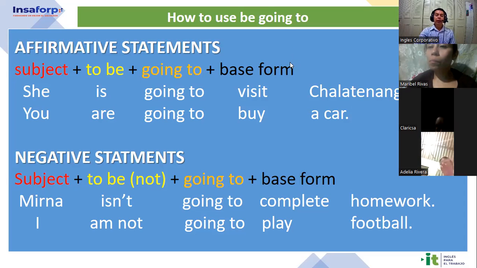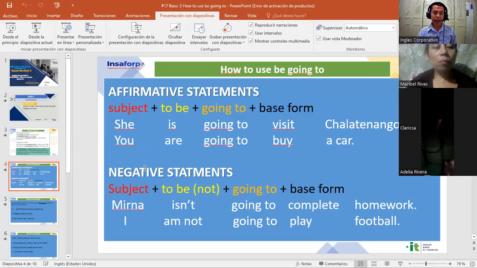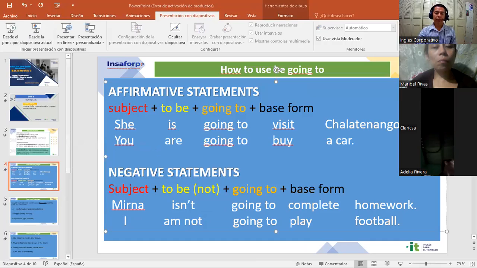Good. Now, when you use negative sentences or statements, give me a second, negative statement. Okay. Good. Now, in the negative sentence, we say Mirna is not or isn't with contraction, right? Going to complete homework.